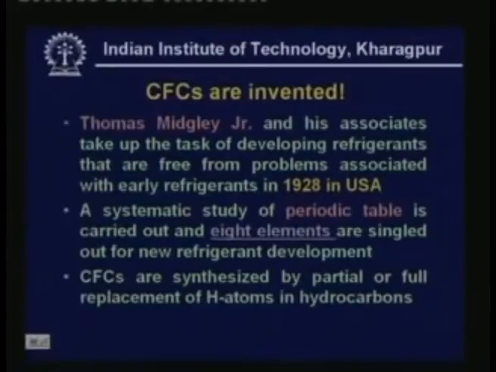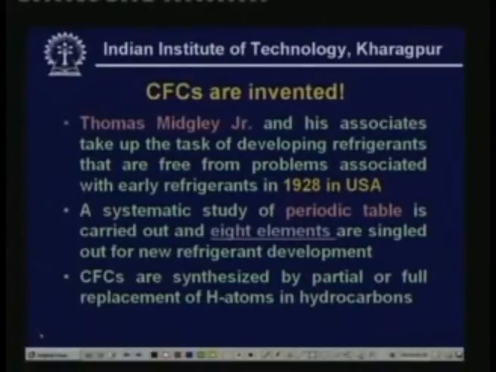Then, after this elimination process, they started developing a series of refrigerants by partial replacement of hydrogen atoms in hydrocarbons. This is how the CFCs were invented. For example, let me show this. This is your typical methane molecule.